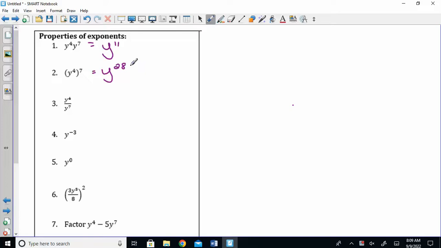Number three, when we divide, what do we do with the exponents? Subtract them. Do we have more y's on the top or the bottom? So it will end on the bottom. So 7 minus 4 is 3. What do you put on the top? 1.